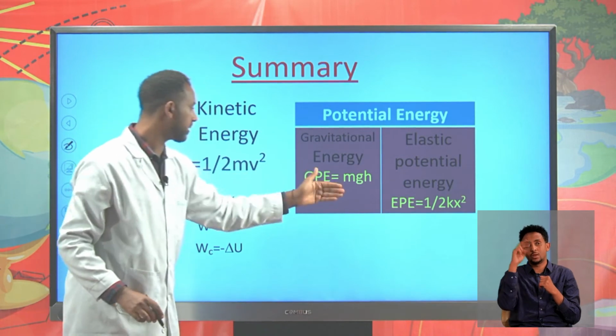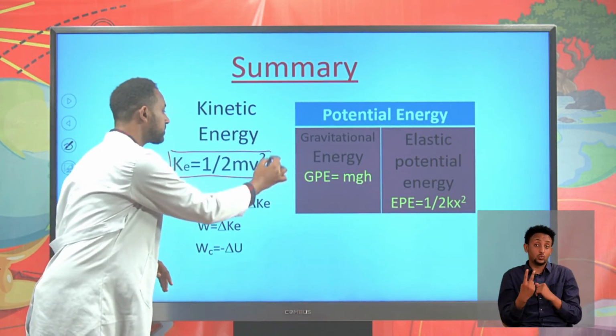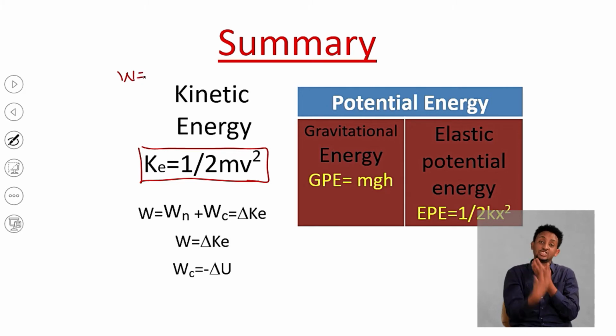We can summarize it here. Kinetic energy is generally given as 1/2 mv squared, whereas potential energy is categorized into two: gravitational and elastic potential energy. Gravitational potential energy is mgh, whereas the elastic potential energy can be given as 1/2 kx squared. So these are the forms of energy that we mainly focus on.